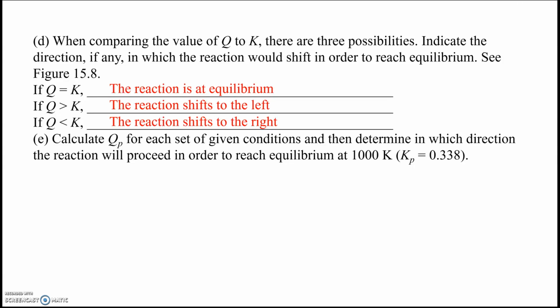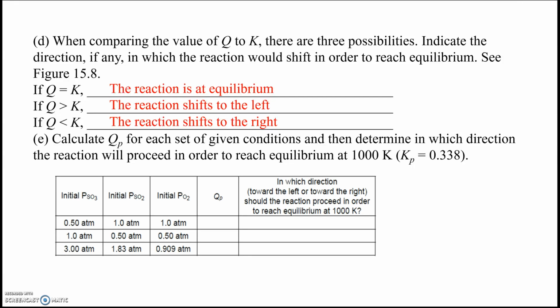Question E says to calculate Qp for each of the given conditions and then determine in which direction the reaction is going to go in order to get to equilibrium. And they give us a table with some numerical values. So we know we've got our Kp expression, SO2 squared times O2 divided by SO3 squared. And all we do is fill in the numbers and see where we are right now.